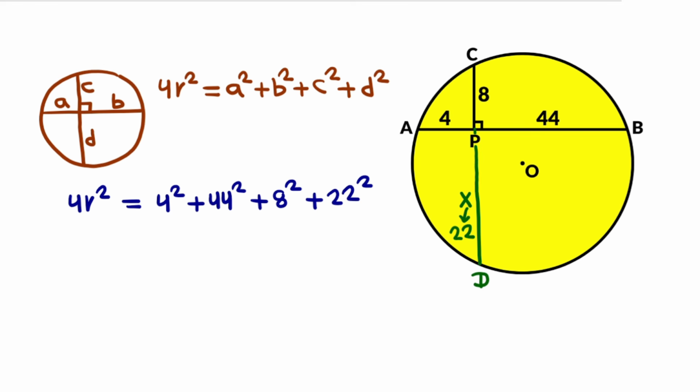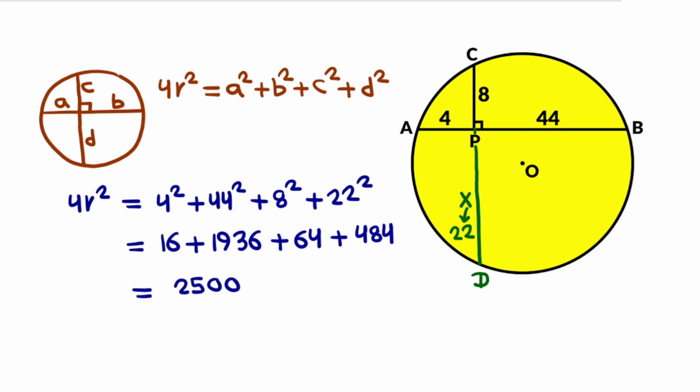Let's calculate those values. 4 squared is 16. 44 squared is 1,936, 8 squared is 64, and 22 squared is 484. Adding them together gives 2,500. So, 4 times radius squared equals 2,500. Divide both sides by 4, and radius squared becomes 625. Take the square root, and the radius is 25 units.